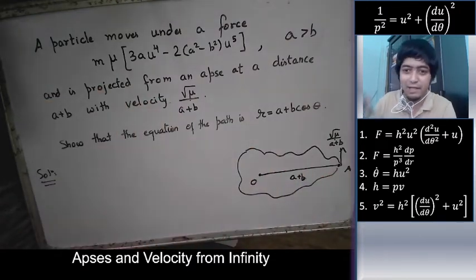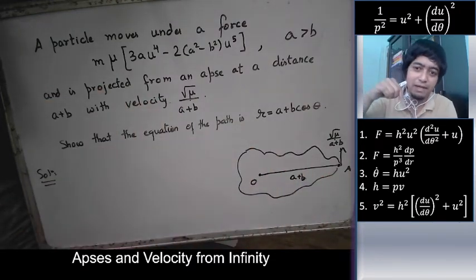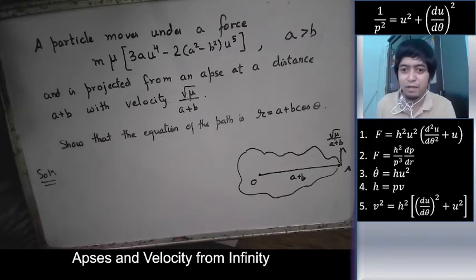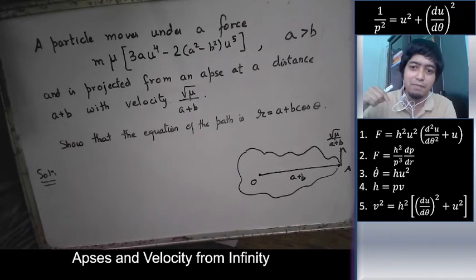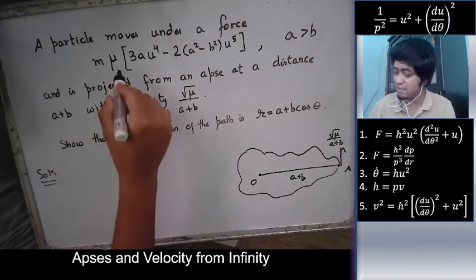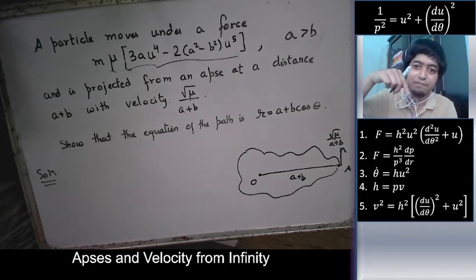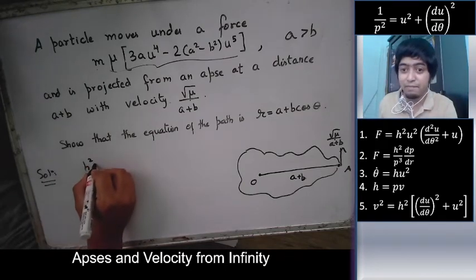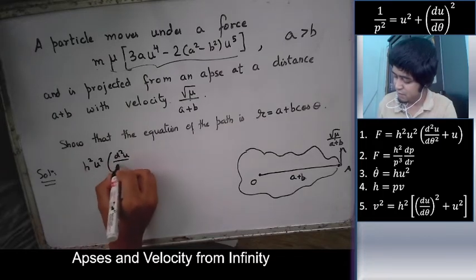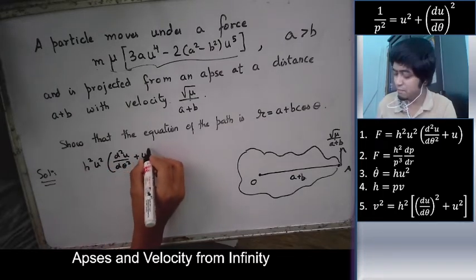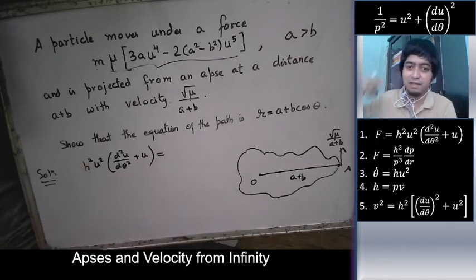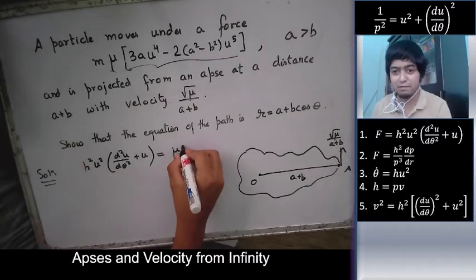You will see, like I said, there is a pattern. Firstly, we will have to use equation 1 below. If you use equation 1, you see that it is F. But keep in mind that when we were deriving, F was not the force, it is in fact the acceleration. But over here you are given the force. So if you need the acceleration, it is mass times acceleration. Again I will write it like this: h squared u squared, d2u by d theta squared plus u, is equal to the acceleration, as given. This is by using equation 1.